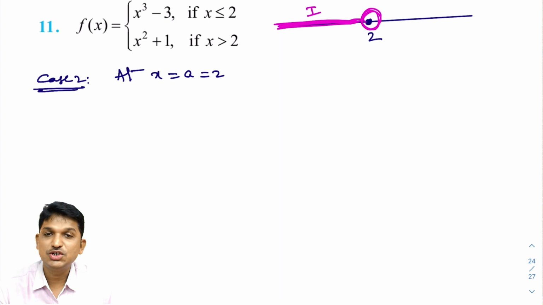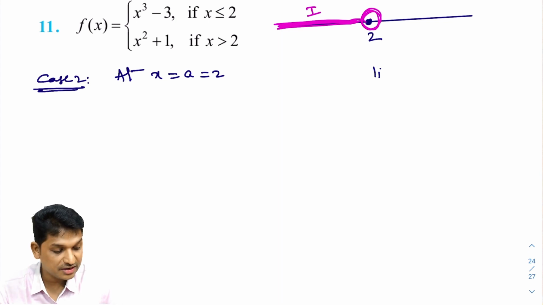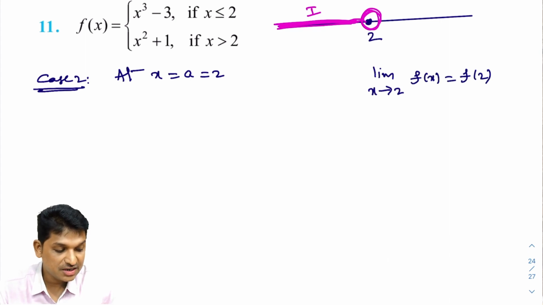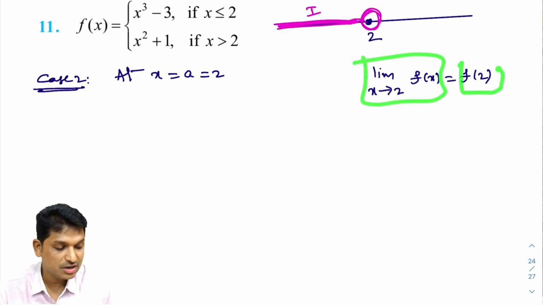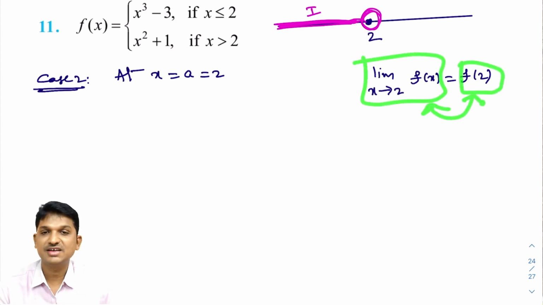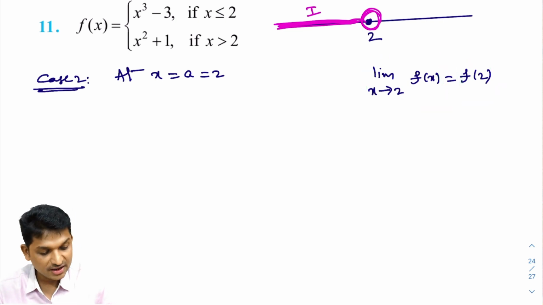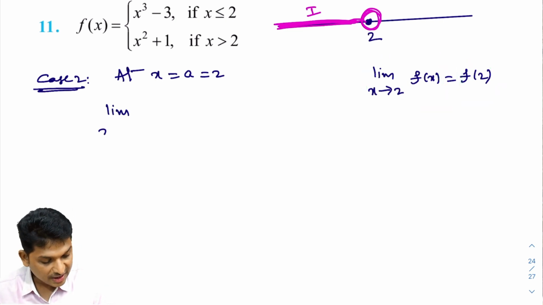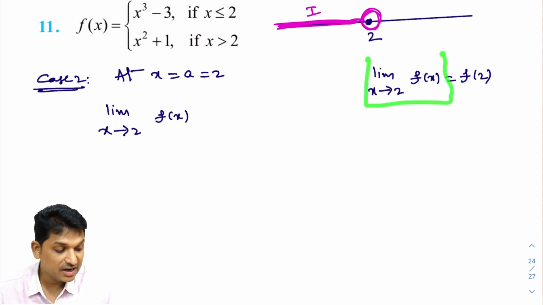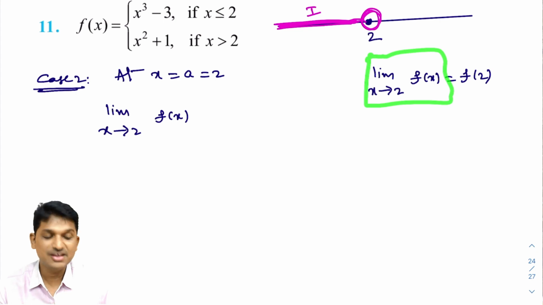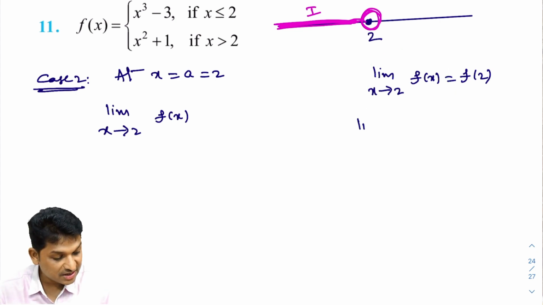When we say a function is continuous at x equal to 2, this is the point. Limit x approaches to 2, f of x equal to f of 2. Then I say that this function is continuous at x equal to 2. Correct? Okay. So what I will do here, limit x approaches to 2, f of x. I need to calculate this. Here the problem. What is the problem? I want to calculate limit x approaches to 2, f of x.